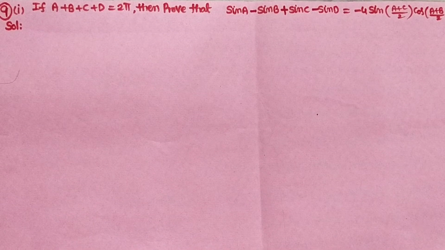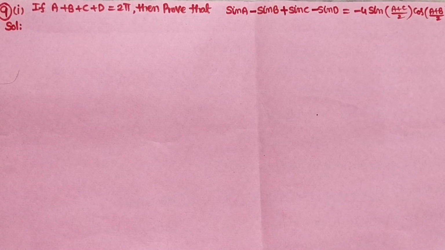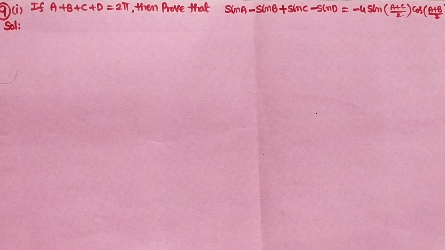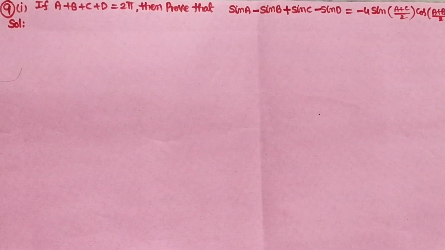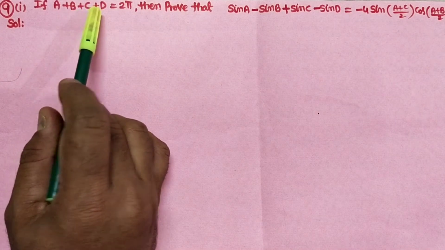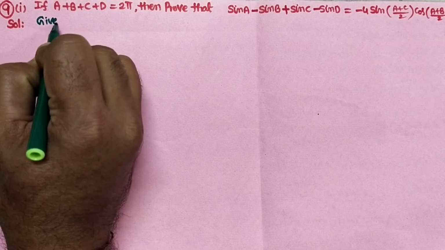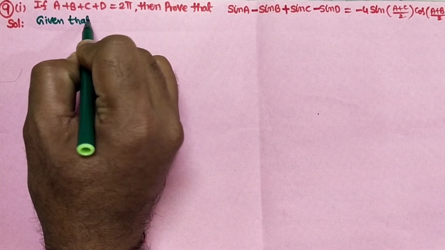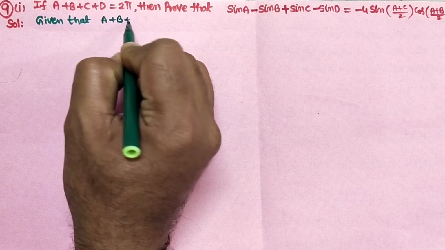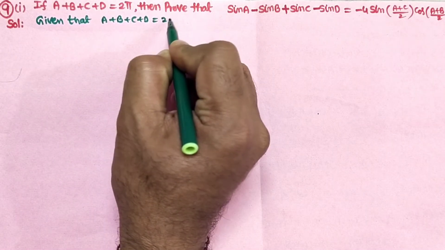If A plus B plus C plus D equals 2 pi, then prove that sin A minus sin B plus sin C minus sin D equals minus 4 sin of (A plus C) by 2 cos of (A plus B) by 2 cos of (A plus D) by 2. That we have to prove. Listen here: in this LHS, already given is A plus B plus C plus D equals 2 pi. That is the first given condition.